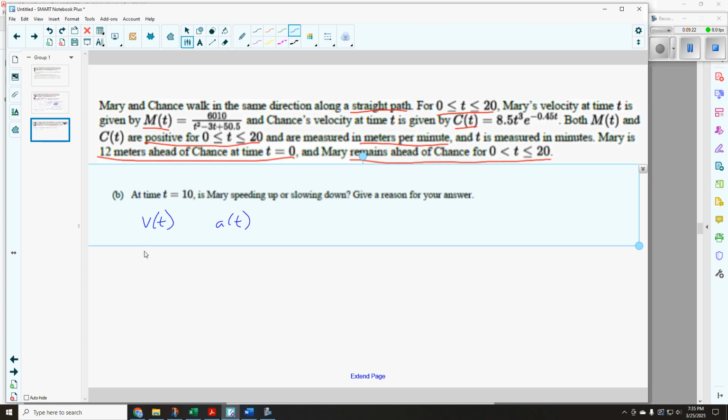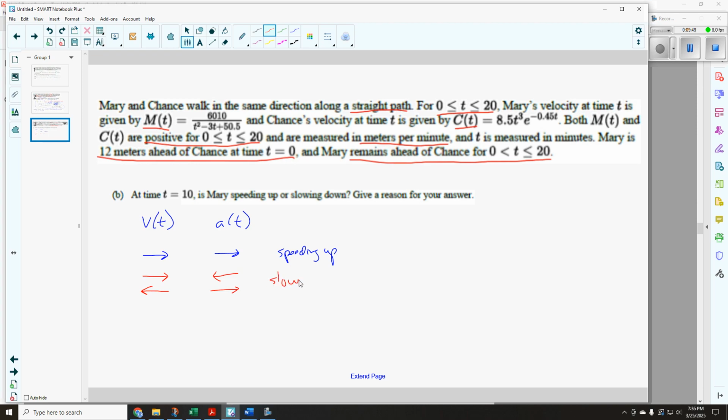when they are going in the same direction, so I'm accelerating in the same direction as my velocity, then I am speeding up. When they are going in opposite directions, so velocity is increasing and acceleration is decreasing, or velocity is decreasing and acceleration is increasing, then I am slowing down. And I should add that velocity and acceleration could both be going in a negative direction, but in the same direction, and I would still be speeding up.